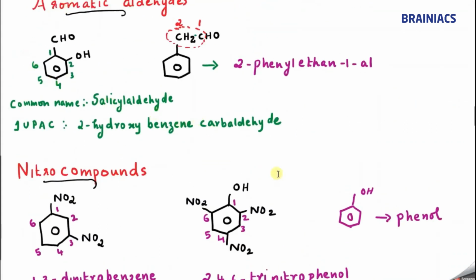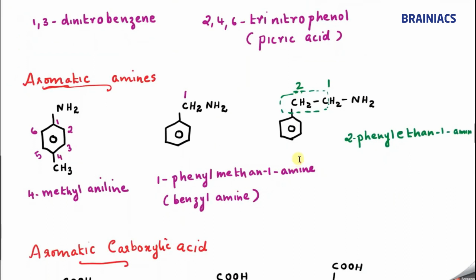Since there is not enough space, I am writing down. So the answer is 2 phenyl ethanamine. Either you can say 2 phenyl ethanamine or 2 phenyl ethane 1 amine. Both are correct.